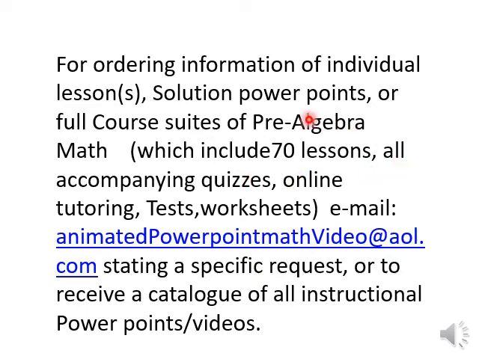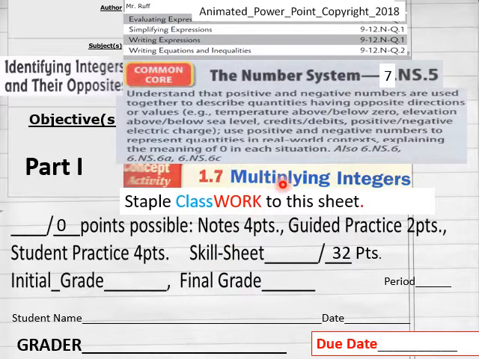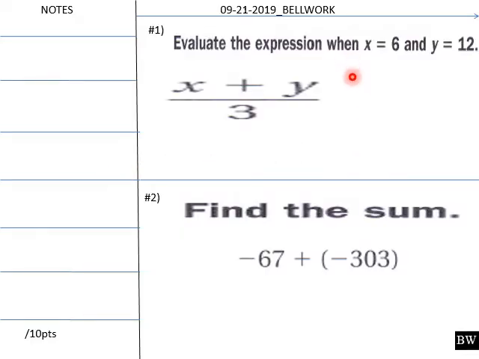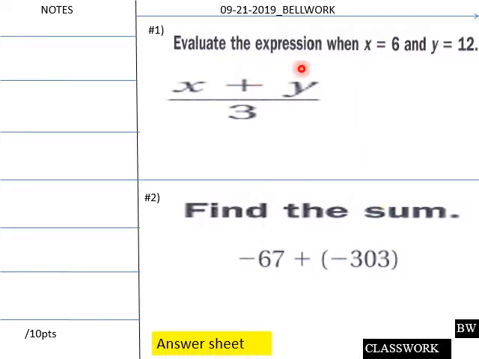Hello everybody, getting ready to do lesson 1.7 of pre-algebra math 1. Multiplying integers. We got a 32-point skill sheet today and we have 0 points of note-taking. Our bell work today, teachers, give your students 5 minutes on this: evaluate this expression, then find the sum here.